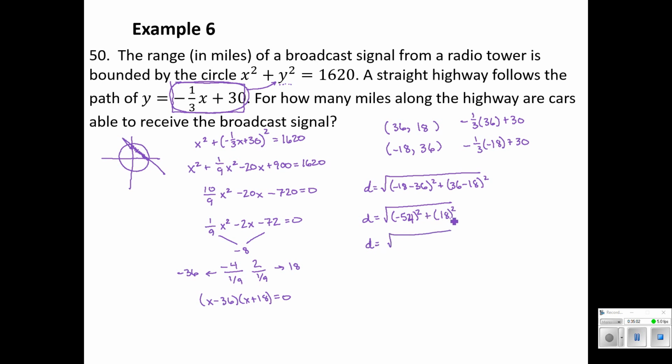54 squared plus 18 squared, I just kind of worked this out on paper, is 3240. And then if we wanted to clean that up using a factor tree, just to save space, I'll leave that work to you if you wanted an exact answer. We get 18 root 10. And then from our calculator, we could have done this calculator step way back here, but that distance is 56.92 miles.